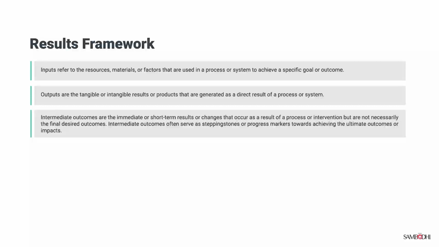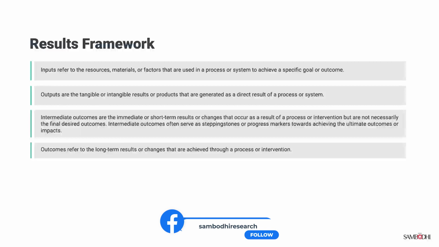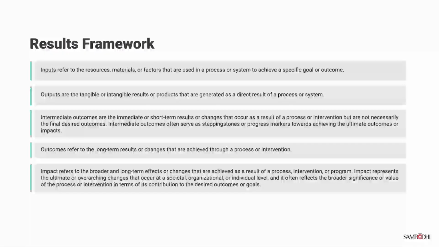Intermediate outcomes are the short-term results that occur as a result of an intervention, but are not necessarily the final desired outcomes. They often serve as progress markers towards achieving the ultimate outcomes. On the other hand, outcomes refer to the long-term results that are achieved through an intervention. Lastly, impact refers to the broader and long-term effect achieved as a result of an intervention. It represents the overarching changes that occur at a societal, organizational, or individual level, and it often reflects the broader significance of the intervention in terms of its contribution to the desired outcomes.